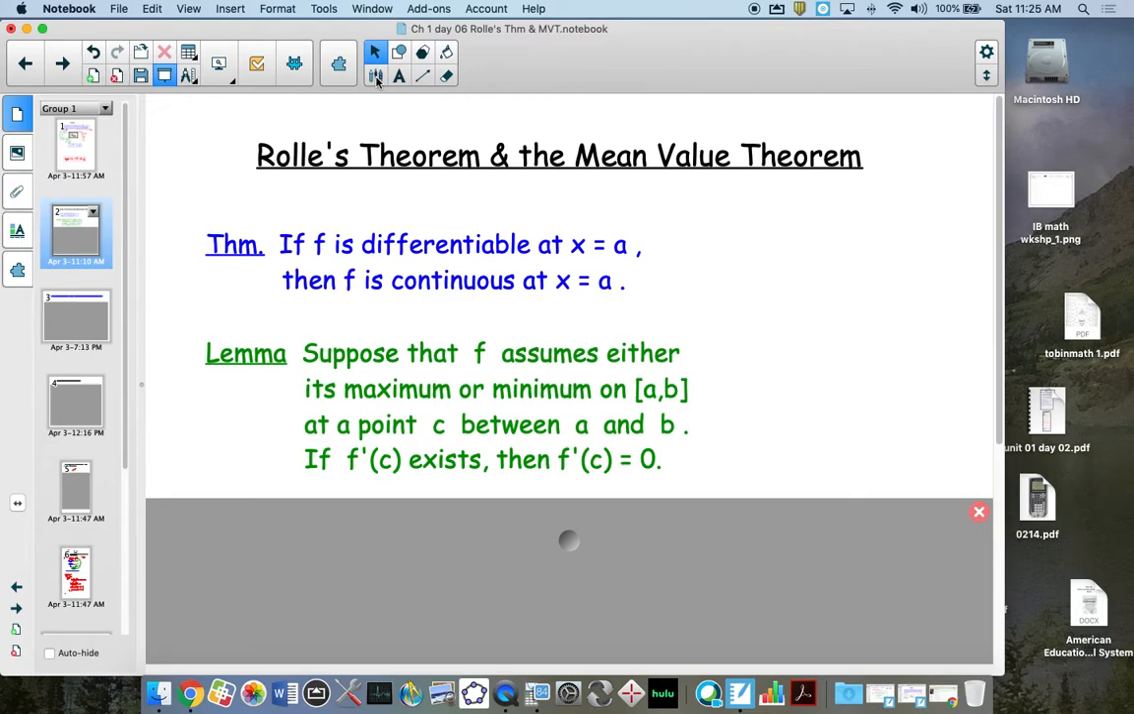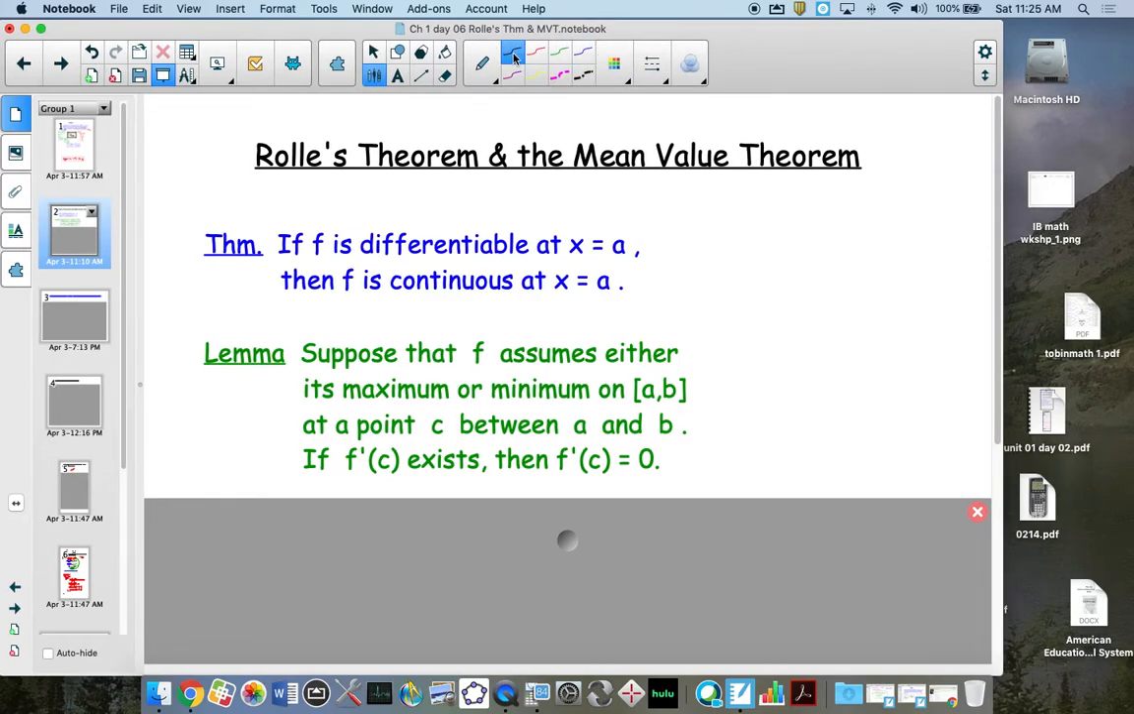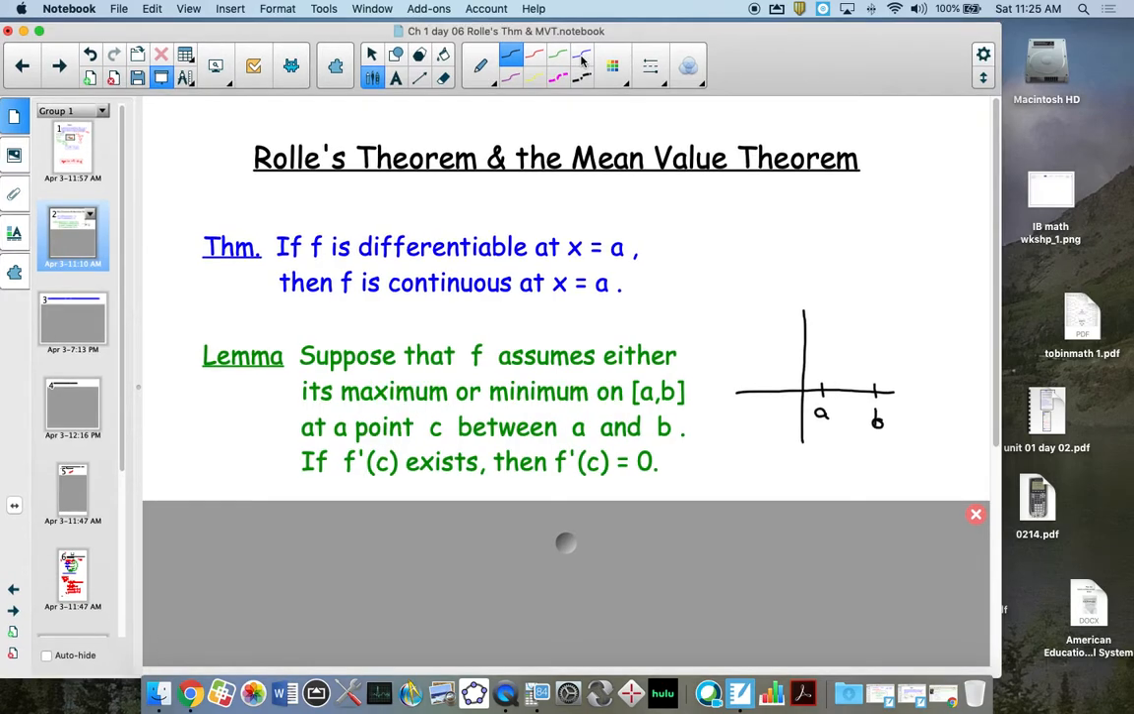So if you just try and draw an example of these, we have some function f, we have an interval from A to B. If our function f assumes either a max or min on that interval, so let's say it's hanging out going like this, and it goes back like that. Here's f. It does have a minimum right here, so that's going to be c. Then f prime of c, if it exists, is 0.